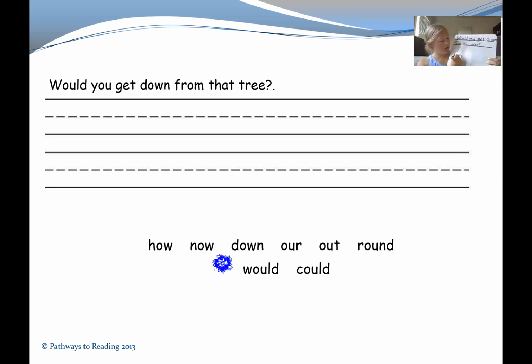Sometimes we like to draw our Ys like this, okay? We want to make sure that our Y sits on the line. Same with our G. Sometimes we like to draw G's like this. We want to make sure that our G sits on the line. Okay, just because we don't have lined paper doesn't mean we still can't use our very neatest handwriting. Okay, so would you get down from that tree?